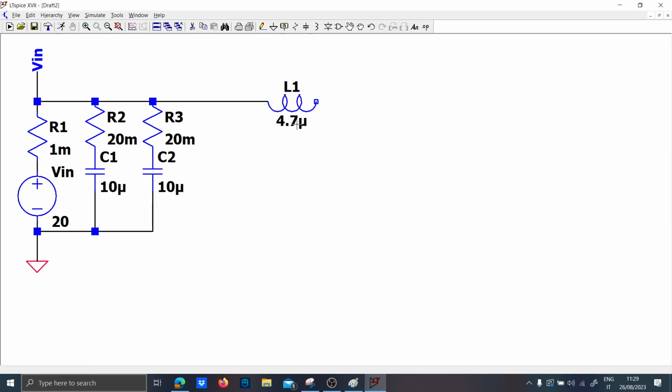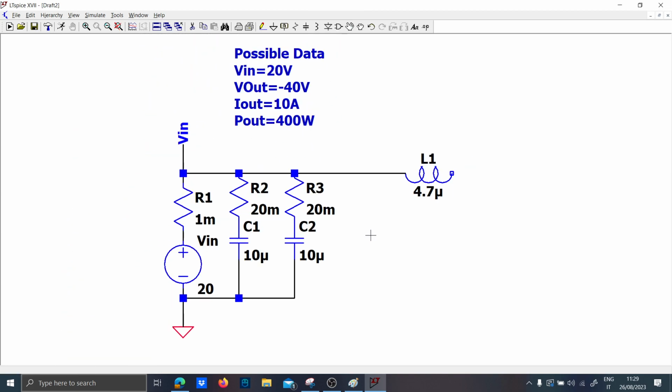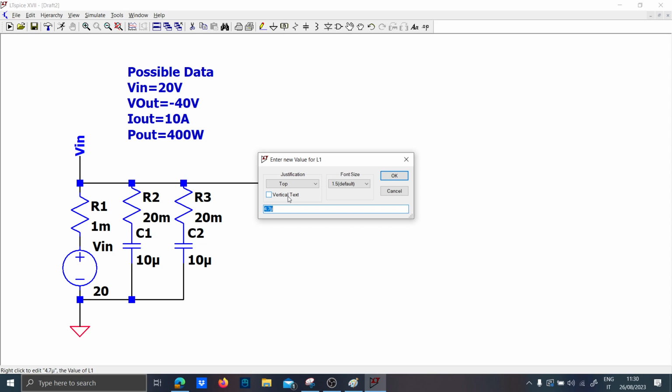Let's pick a reasonable value. Let's imagine some possible data for this. Let's use V in equal to 20 volts, V out equal to minus 40 volts, and let's suppose that the output current is equal to 10 amps. So the output power P out will be equal to 400 watts. This can be possible data. So let's increase the inductor as well.